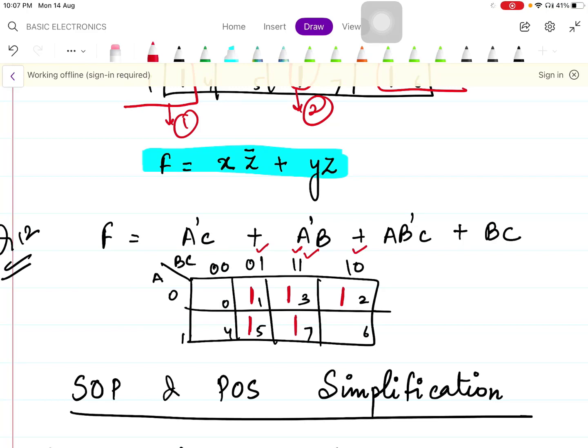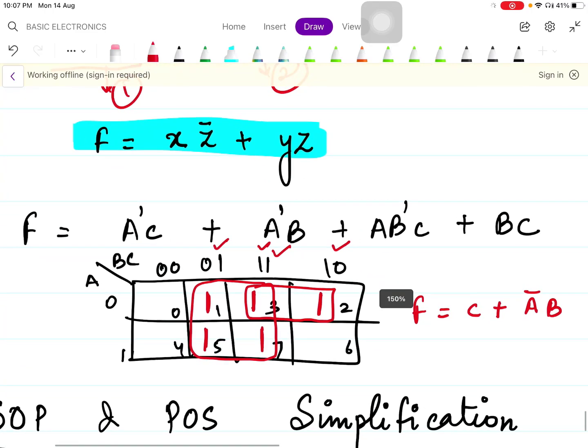So we have ones in these columns. Now let us make the groups. Let's write down the answer. For a group of 4, nothing will come from A, and from the BC part only C will come. Then for a group of 2, A bar and B. So it is C plus A bar B. So this is how we solve the three variable K-maps.